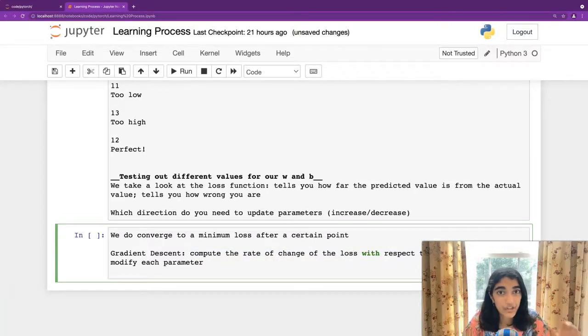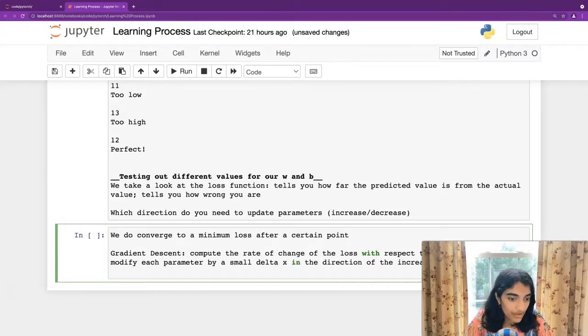How much do we add or subtract to it? I'm telling you that we're going to be modifying each parameter. We're going to be updating it by a small delta x in the direction of the increasing loss. Okay, and you expected that. What's the new thing here that I'm saying? Of the decreasing loss. This is pretty straightforward, right? We want to go in the direction of the decreasing loss.